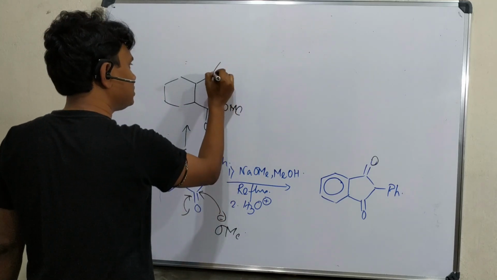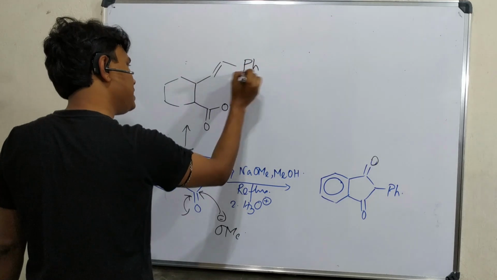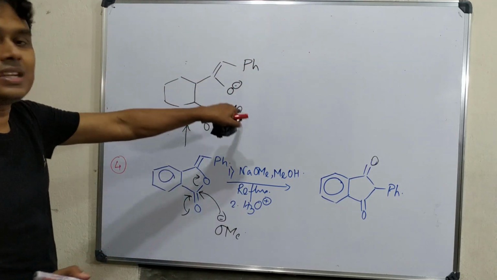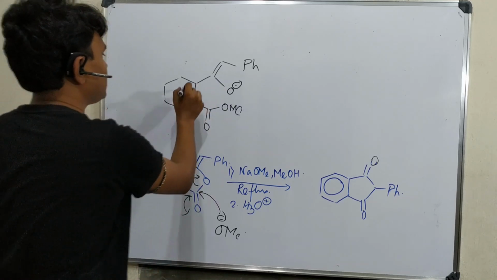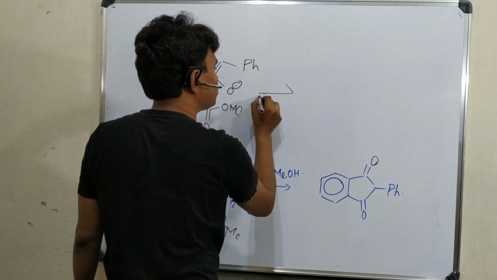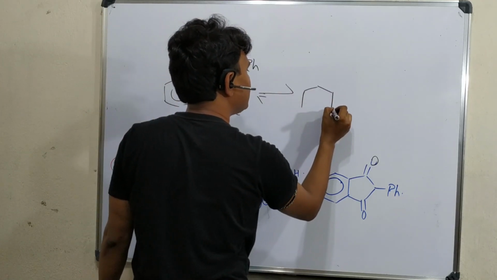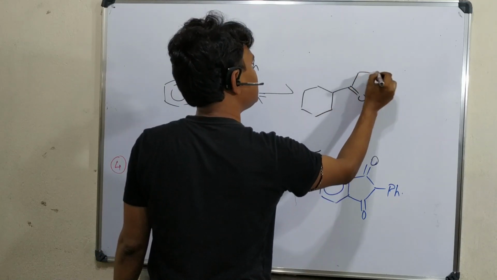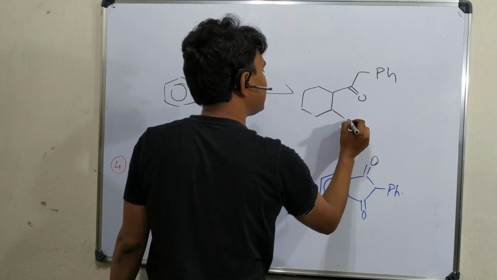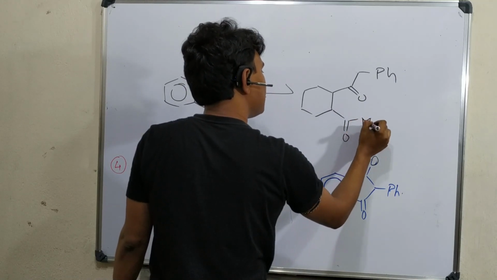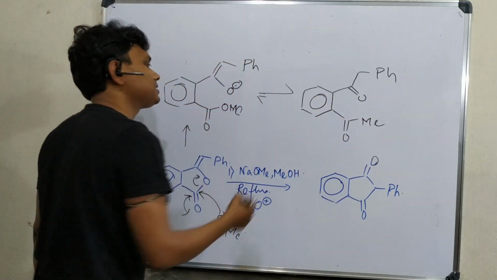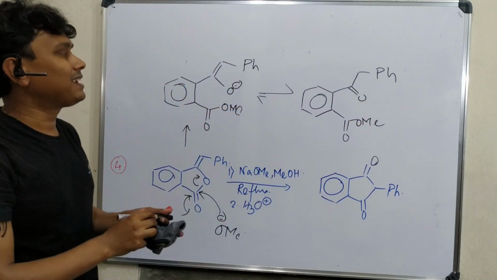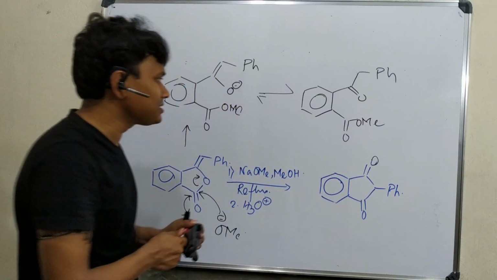OMe. So this is Ph. This is O minus. And you can see it's like an enolate. So it will instantly tautomerize to the corresponding ketone. Means this is Ph, and here OMe. Now you can see one ester is there along with one ketone, and this is a cross Claisen condensation.